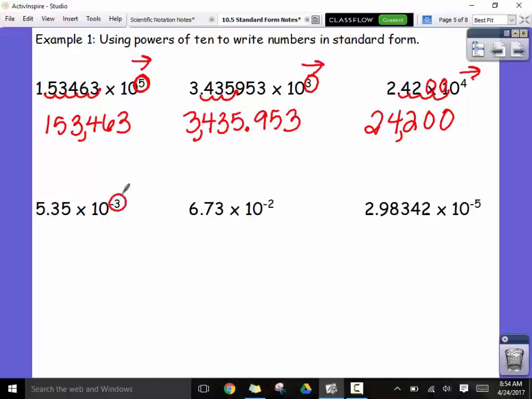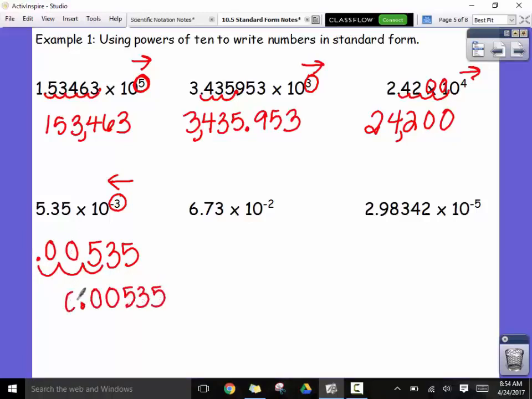Okay, 5.35 times 10 to the negative third. 3 spots to the left because we're making a smaller number. So I'm going to start with 535. And I know my decimal was here, so I go 1, 2, 3. It's now right here. I have 0.00535, and I could throw a 0 out front if I want to, but you don't have to.